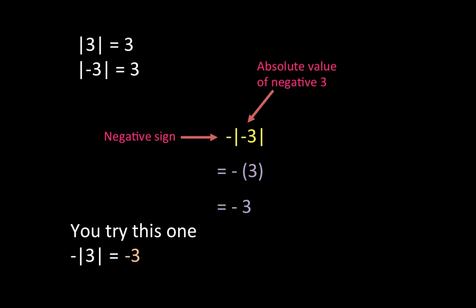Alright, so you should have gotten -3. Because the absolute value of +3 is, as we saw, +3. But we also have this negative side that is on the outside, so you have to take that into consideration. So it's -3.